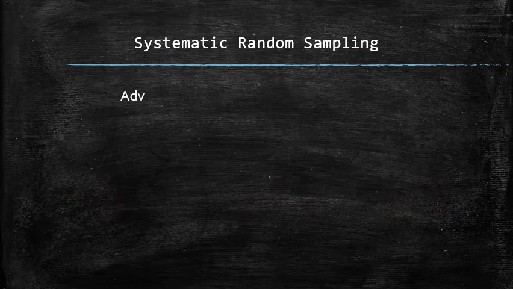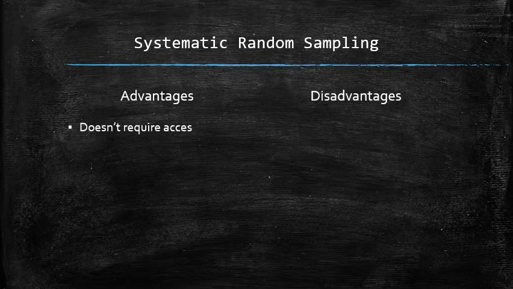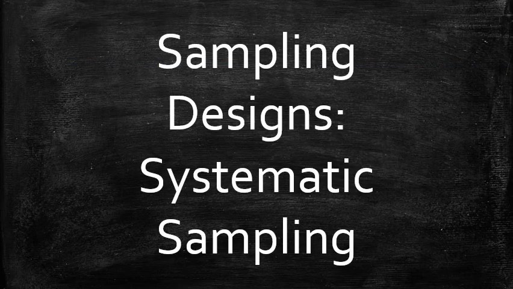There are advantages and disadvantages for every procedure. The main advantage of the systematic random sampling is that the procedure doesn't require access to the entire population. But on the other hand, it does assume the knowledge of the population size. We discussed the systematic random sampling, the procedure itself, the example, and its main advantage and disadvantage.